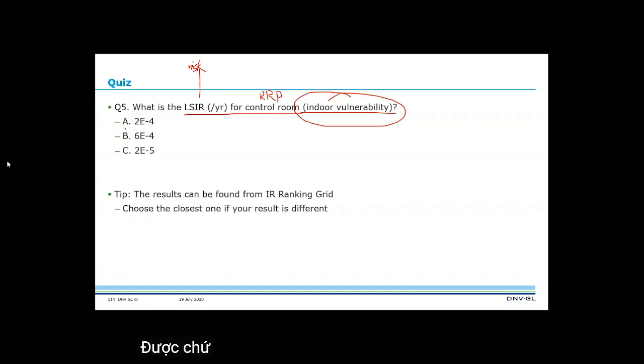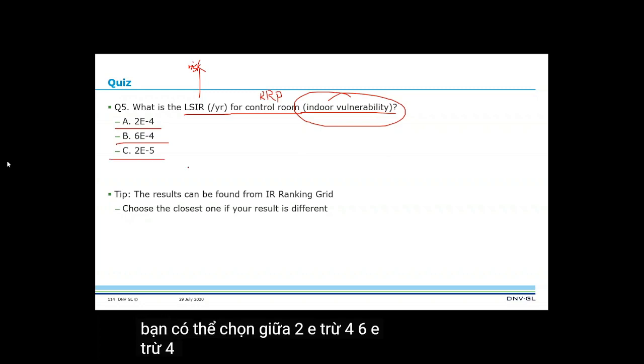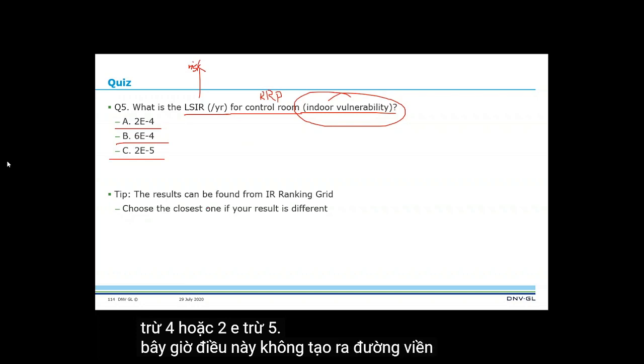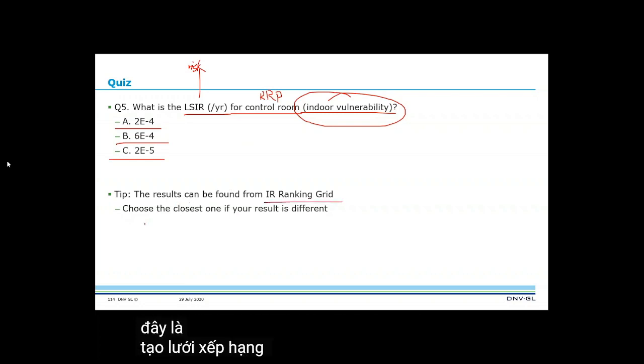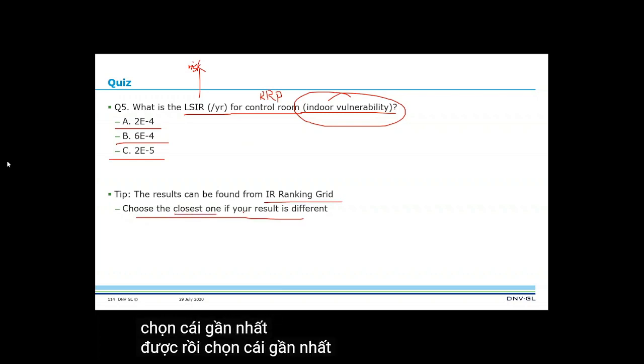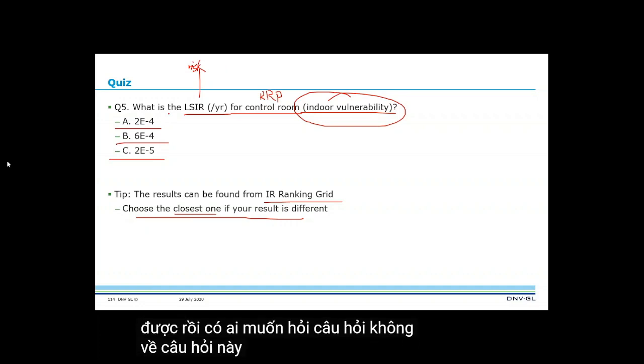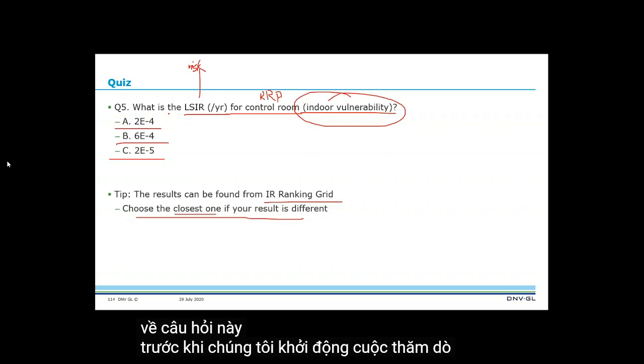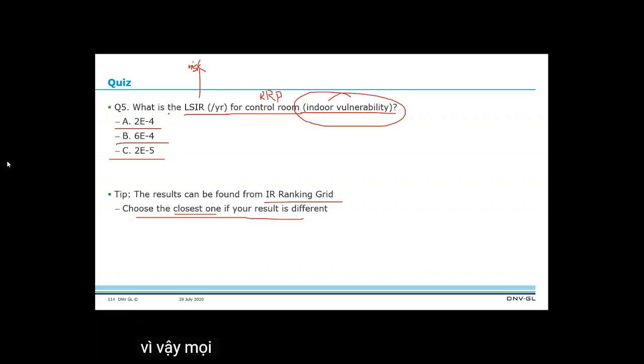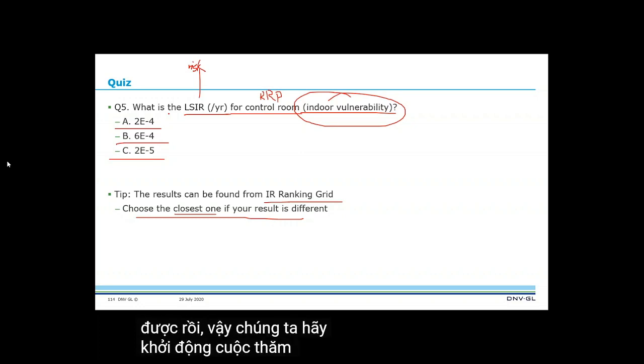You can choose between 2E minus 4, 6E minus 4, or 2E minus 5. Now, this is not generating the contour. This is generating the IR ranking grid. Choose the closest one. Does anybody want to ask a question about this question before we launch the poll? Everybody understands the question, right? Okay, let's launch the poll now.